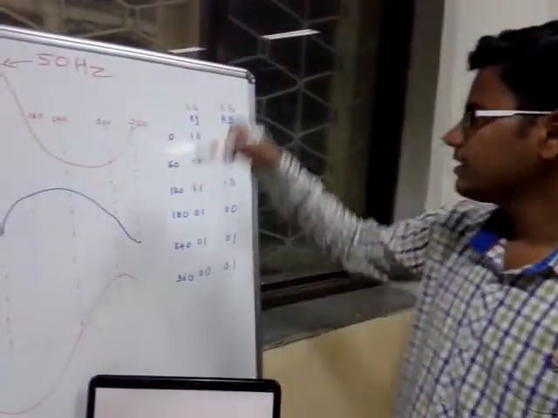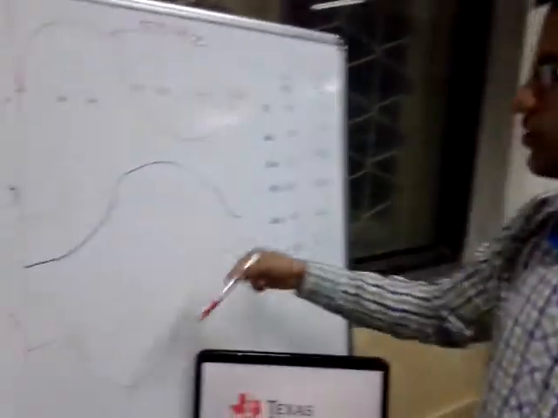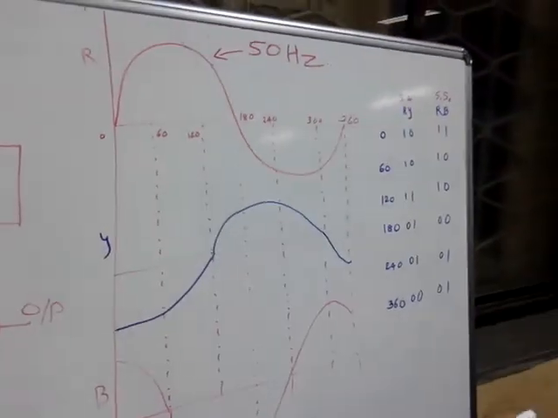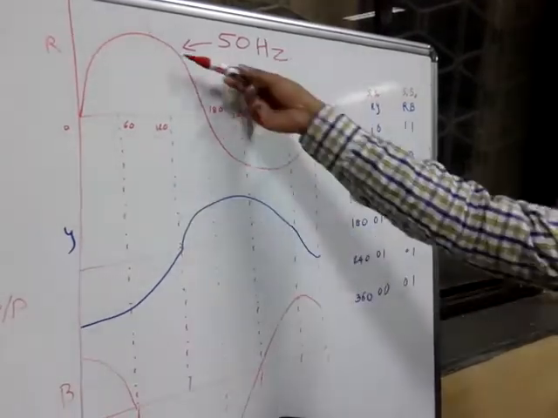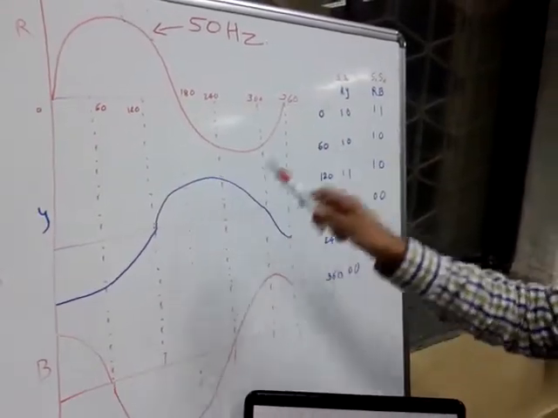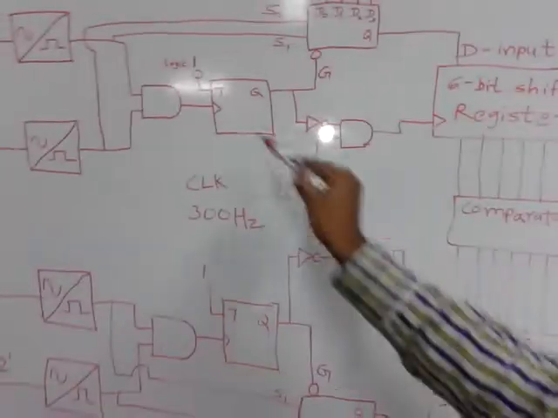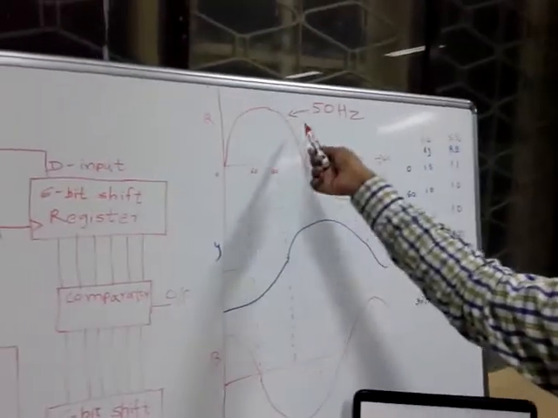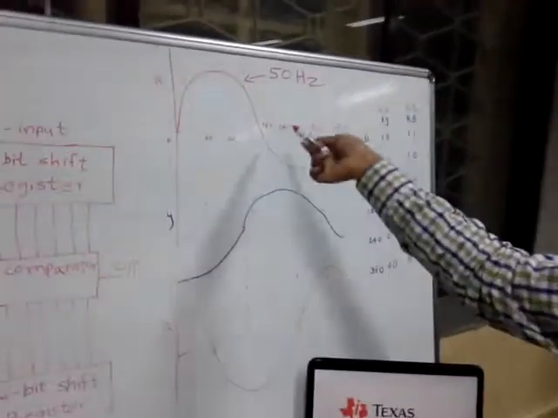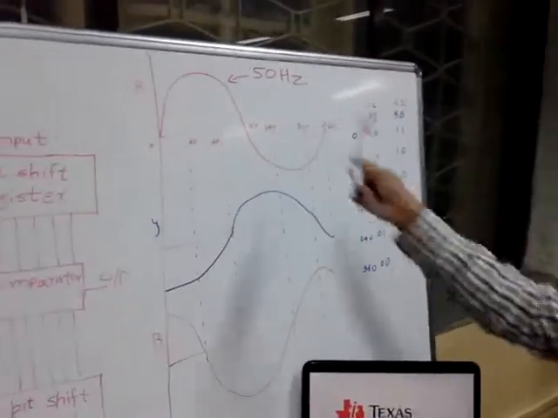Hello friends, my name is and this is the basic logic behind our project. These three waveforms represent the three phases: R phase, Y phase and B phase. Each waveform is divided into 6 equal parts of 60 degrees using a clock pulse of 300 Hz. As this is a 50 Hz wave, its 6 times is 300 Hz, which is the clock frequency that divides this wave into 6 equal parts.